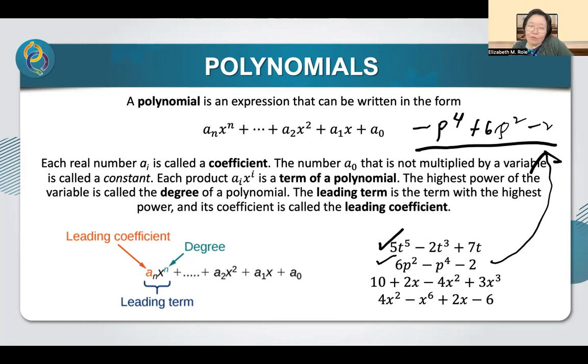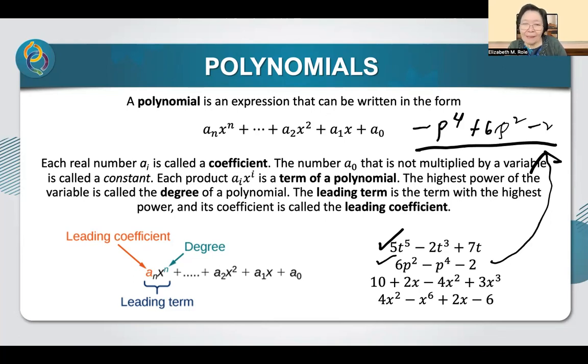What is your leading coefficient? What's the coefficient of minus p to the fourth? It's minus one. The one with the highest power is p to the fourth, minus p to the fourth. So you just concentrate on that. Don't look at the other terms. Only look at the leading term. The leading term is the one with the highest power.